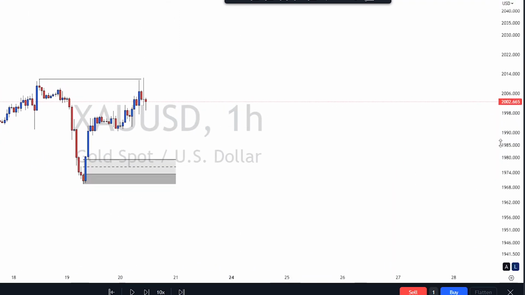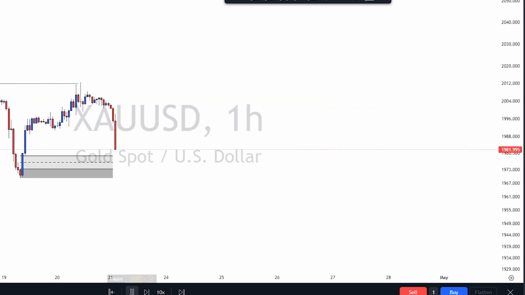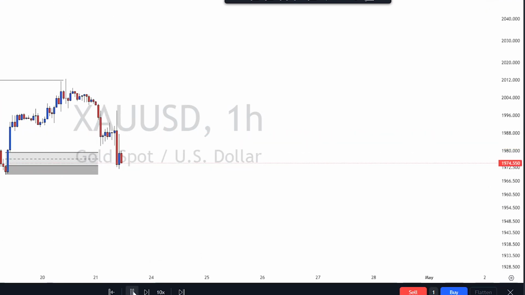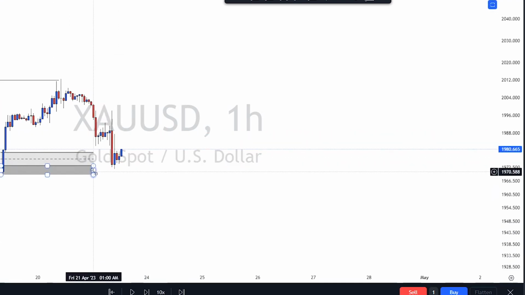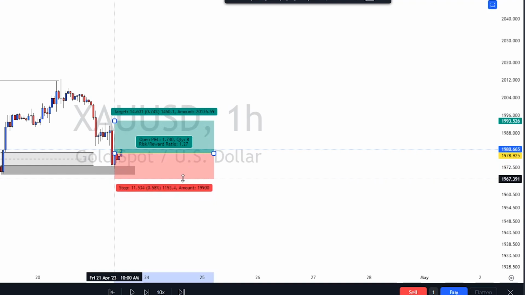All right, so let's play it out and let's see what happens. Let's make it a bit faster. As you can see, it came close to the fair value gap. All right, as you can see here, it got mitigated. So what we would do here is we would enter from that one.